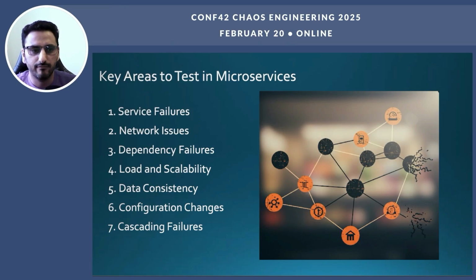Here we have to test how the system handles service unavailability or crashes. If one service is crashing, is the other service crashing, or is it giving an outage or not? Then the network issues. In network issues, we can introduce latency, packet loss, and network partitions, and then we have to test how the system behaves under slow or unreliable network conditions.